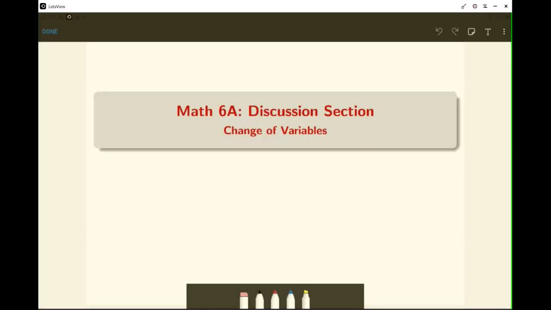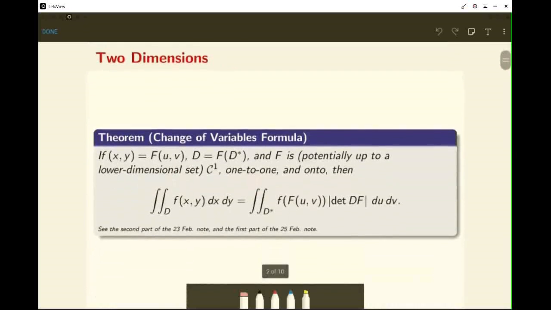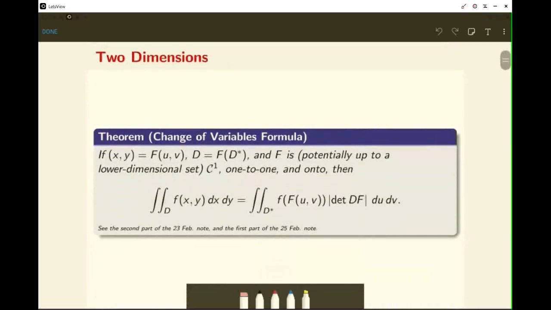Here I'm going to be talking about change of variables, both in 2 dimensions and in 3 dimensions, and talking a little bit about some of the most usual change of variables situations that we do: polar, spherical, and cylindrical coordinates. So to begin with, we're just going to talk about the situation in 2 dimensions first.